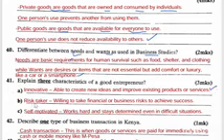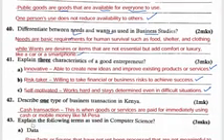Part B, risk taker. In this life, you have to take risks. So a good entrepreneur is willing to take financial or business risks to achieve success. And then part C, self-motivated. This means he or she works hard and stays determined even in difficult situations. So he or she is self-motivated. So those are the 3 characteristics of a good entrepreneur. We have so many. Question number 42.